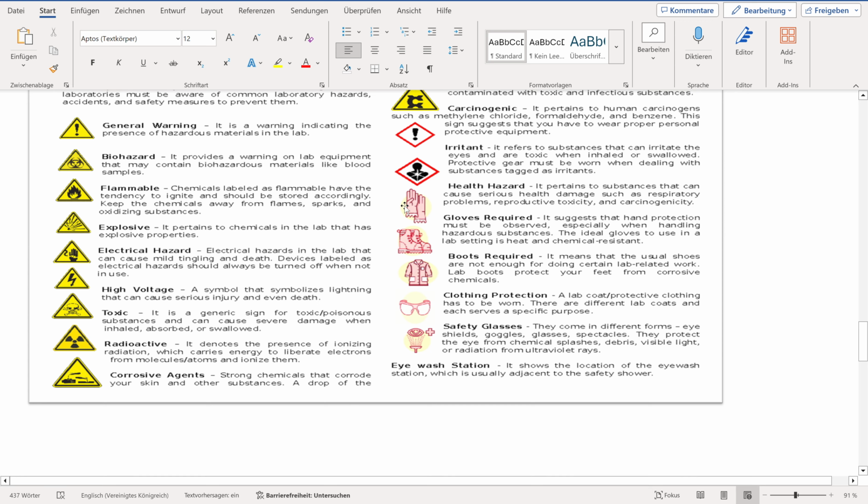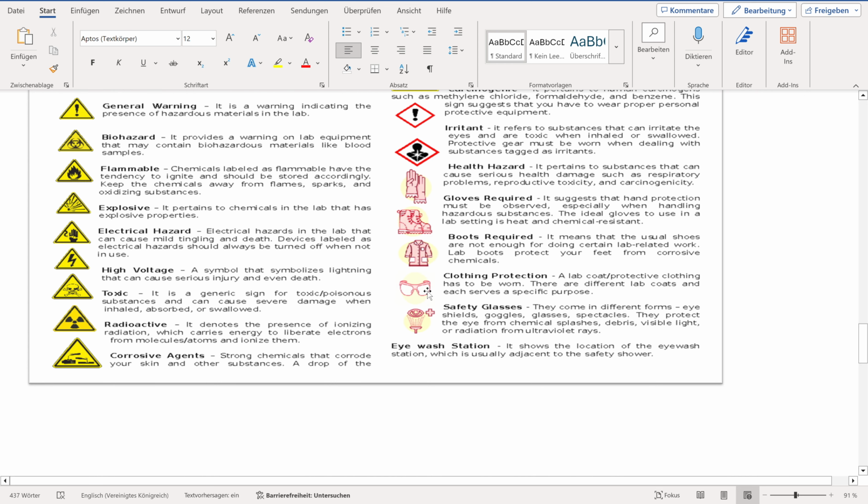Okay, then we have this laboratory safety symbol. It's a pair of gloves there. It means gloves required. It suggests that hand protection must be observed, especially when handling hazardous substances. The ideal gloves to use in a lab are heat and chemical resistant.